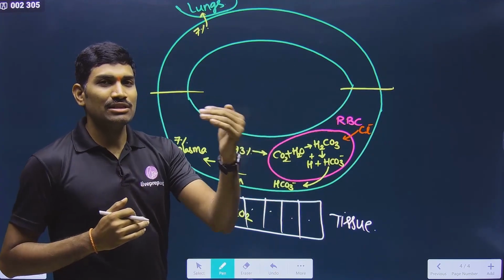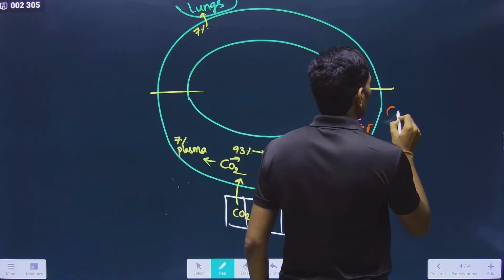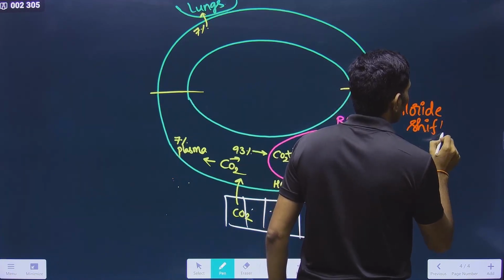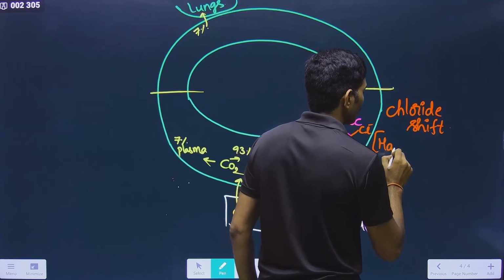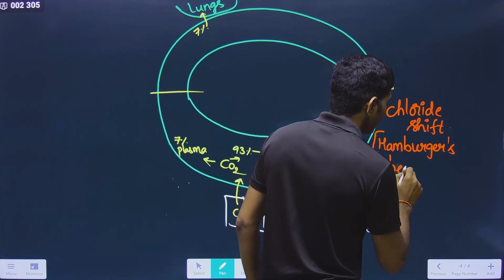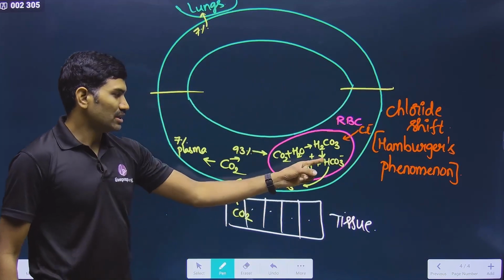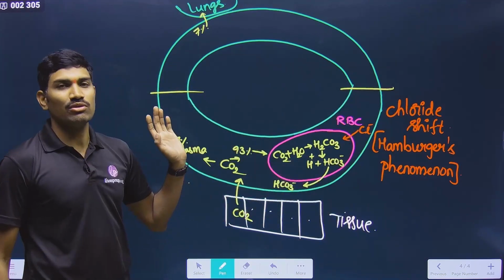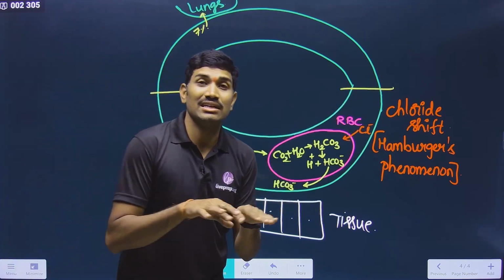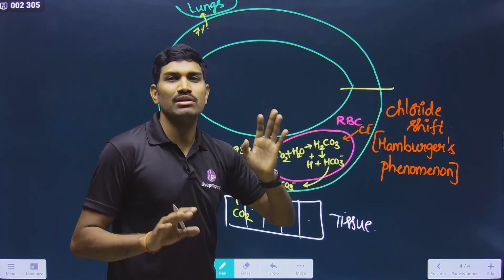In this way, HCO3 minus is coming out of the RBC, Cl minus is entering into it, and this particular step is called chloride shift. You can also call this Hamburger's phenomenon. Since one negative ion, that is HCO3 minus, is coming out of the RBC, Cl minus, also a single negative charge, is going into the cell to balance the charge across the cell. That is the reason why this is called chloride shift. It is also called Hamburger's phenomenon.